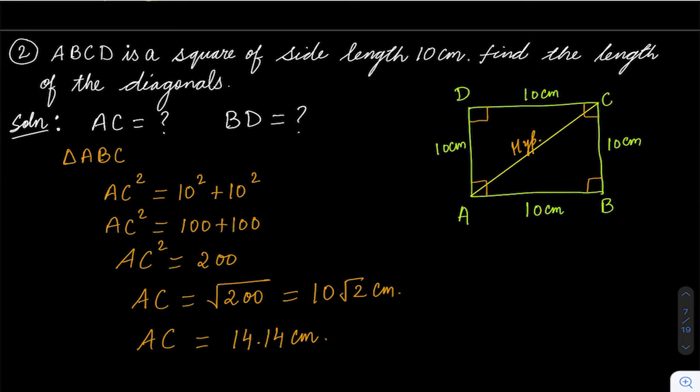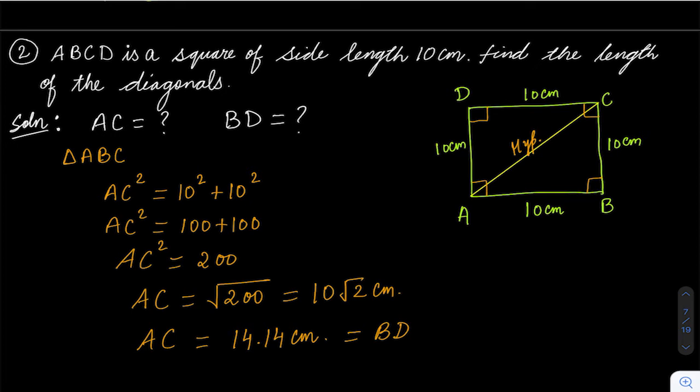Now similarly, because we know in a square the diagonal lengths are equal, AC will also be equal to BD, which will be equal to 14.14. Or you can use triangle ABD and then just show that BD square is equal to 10 square plus 10 square, same thing. I hope everyone understands this.